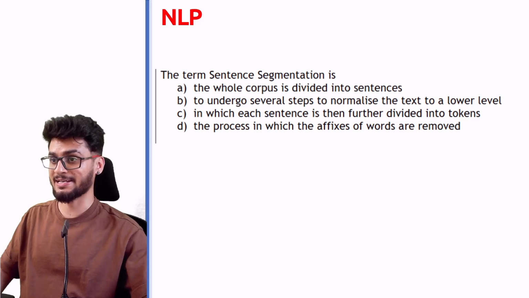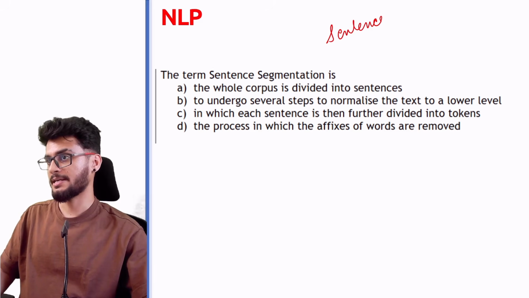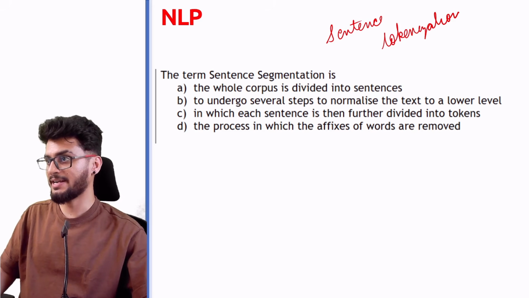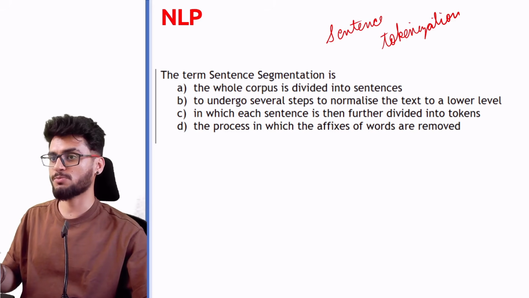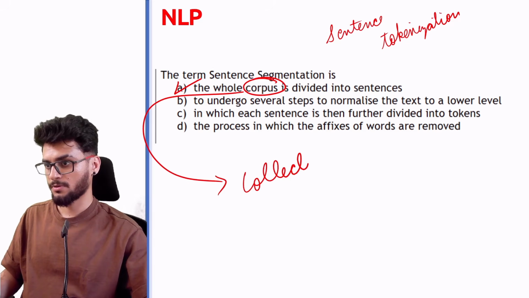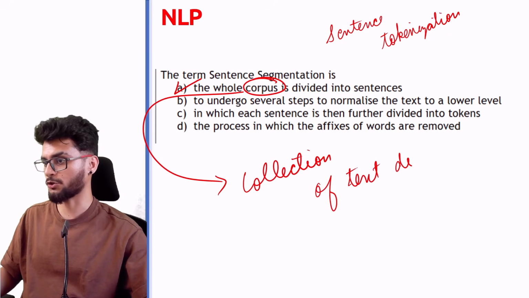The term sentence segmentation is, if you remember, in NLP जब हम लोग डेटा प्रोसेस करते हैं, जब हम लोग डेटा क्लीन करते हैं, there is something known as sentence tokenization, where we divide our paragraphs into small sentences. So the correct answer for this is, the whole corpus is divided into sentences. Corpus का मतलब होता है collection of text documents.